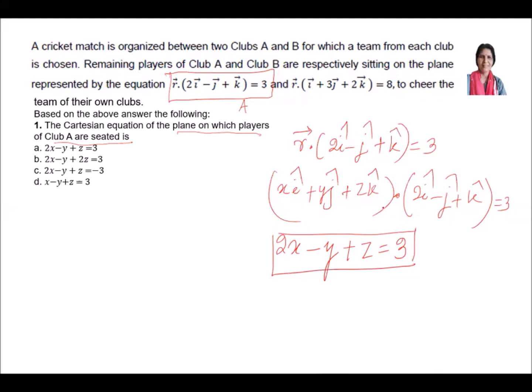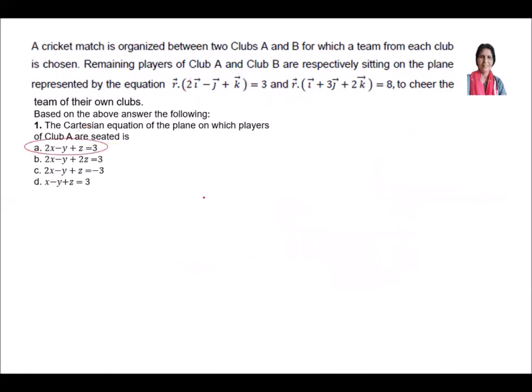Or instead of writing all this directly, we can take this normal and write 2x instead of i, y instead of j, and z instead of k. So this is equal to 3. So in one line, we can write the answer. So what is the answer? The answer will be A. So one is the answer.